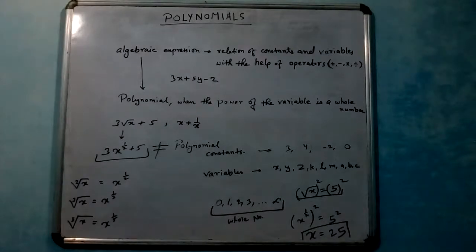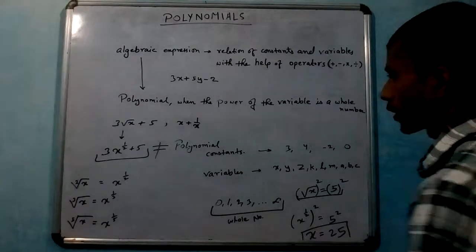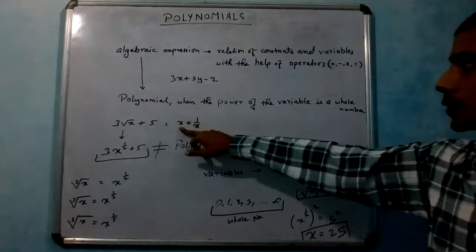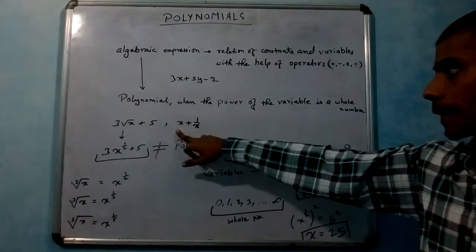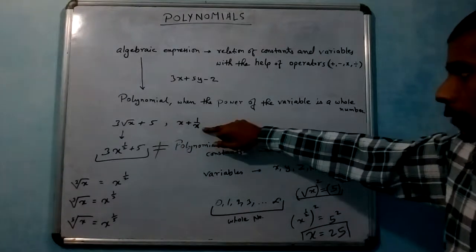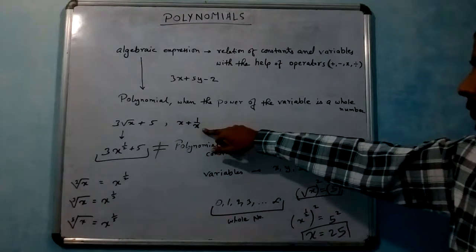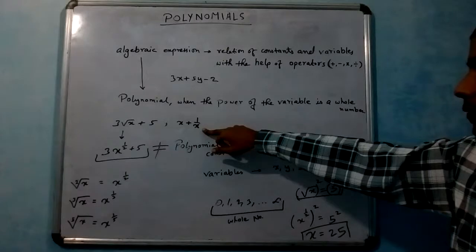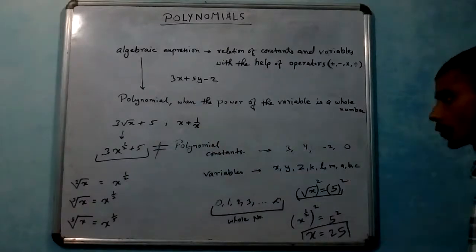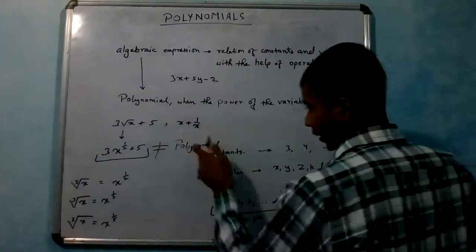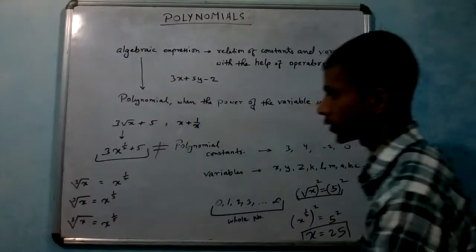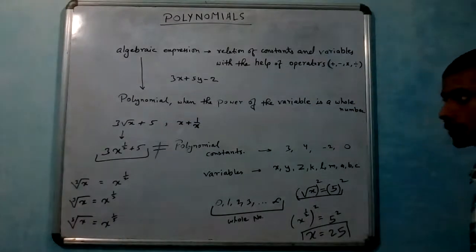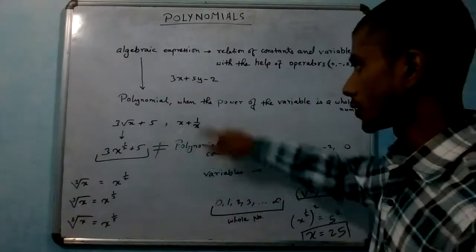X plus 1 by x. What is the power of this x? It's a whole number. Okay, done. What is the power of this? No, the power of this, right now in the denominator, is 1. What will happen when it goes to the numerator? You tell, we have studied exponents. When this goes to the numerator, what will happen?